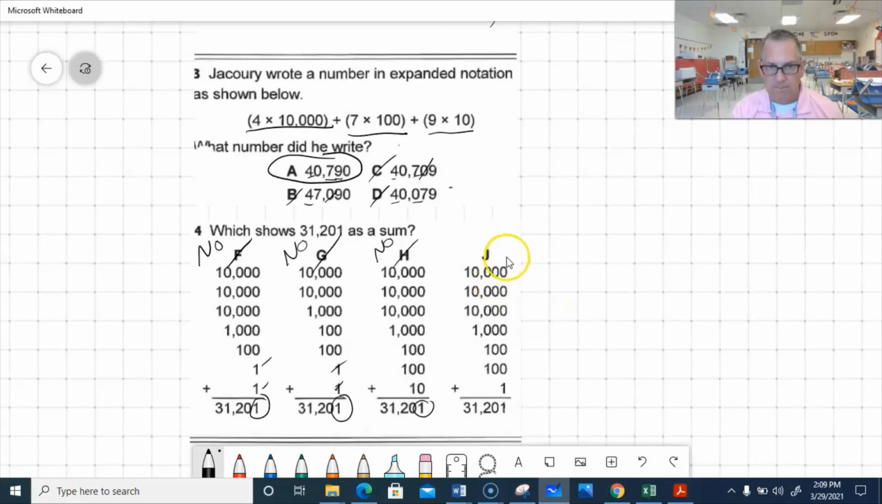Answer choice J. Yes or no? Let's check it out. I go right here. This does equal 1. I do not have anything in the tens place. I have 2 hundreds. That works. I have 1,000. That works. And I have 3 10,000s. So that is a yes. That does have a sum of 31,201. So J is our correct answer choice.